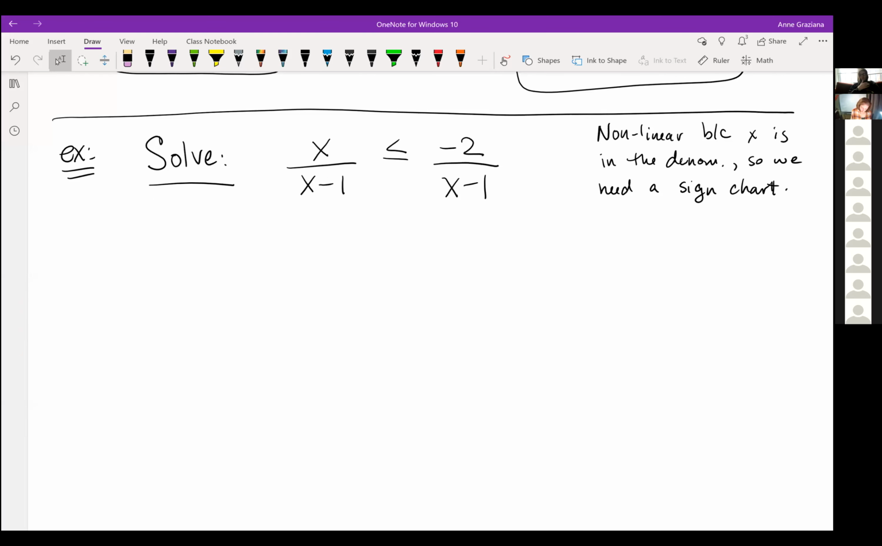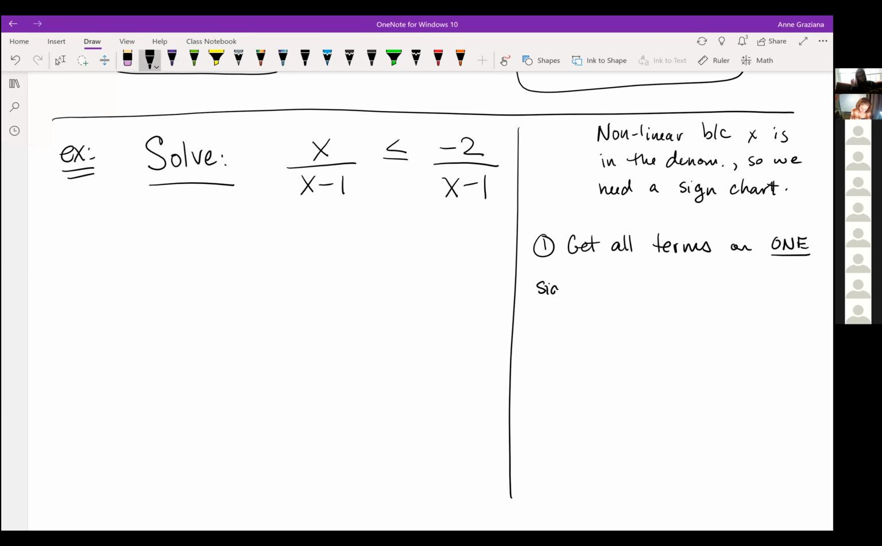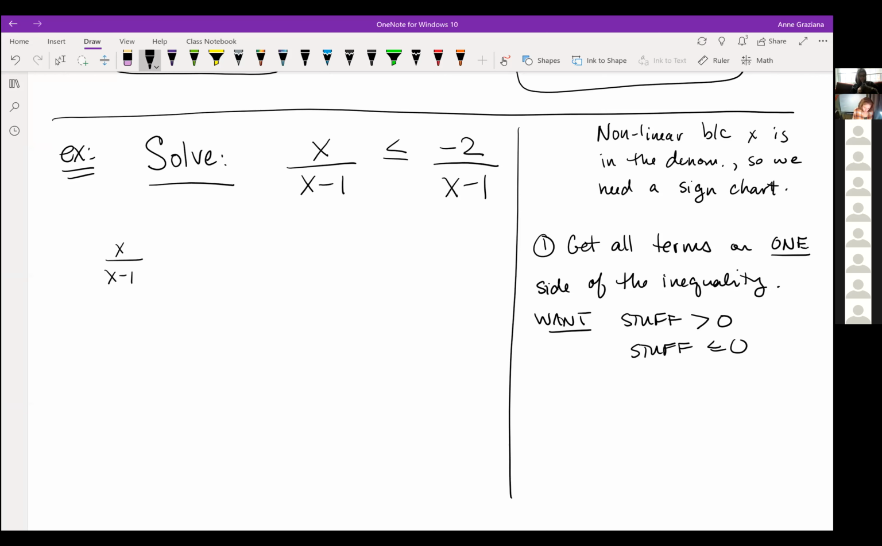So I'm going to outline the steps for you on the right side here. One, you want to get all terms on one side of the inequality. So what I want is all the stuff greater than 0, or whatever my symbol is. In this problem, I have x over x minus 1 less than or equal to negative 2 over x minus 1. Since that's a negative, I'm just going to add this fraction to both sides.